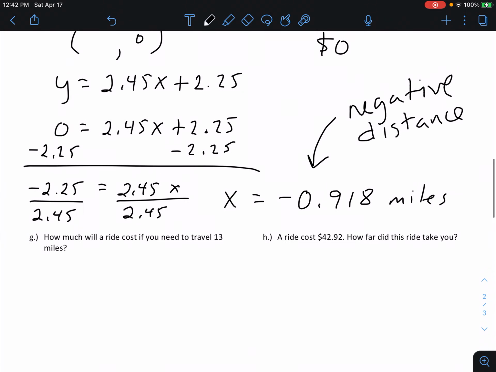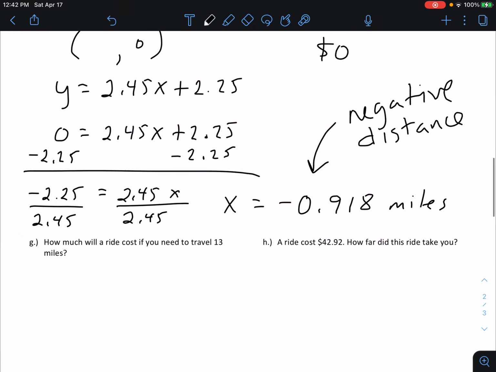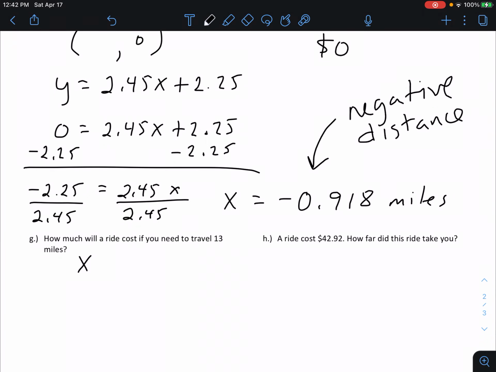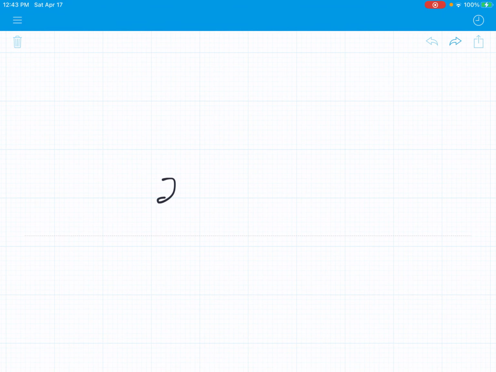Okay, couple of questions here. How much will a ride cost if you need to travel 13 miles? All right, so miles was X, right? So that means X equals 13. And I can go ahead and plug that into my equation. I'm using the equation that I can see up above there to do this. So I just plugged my X value in for X. And I can't do 2.45 times 13 in my head, so I'm going to go to my calculator. 2.45 times 13.